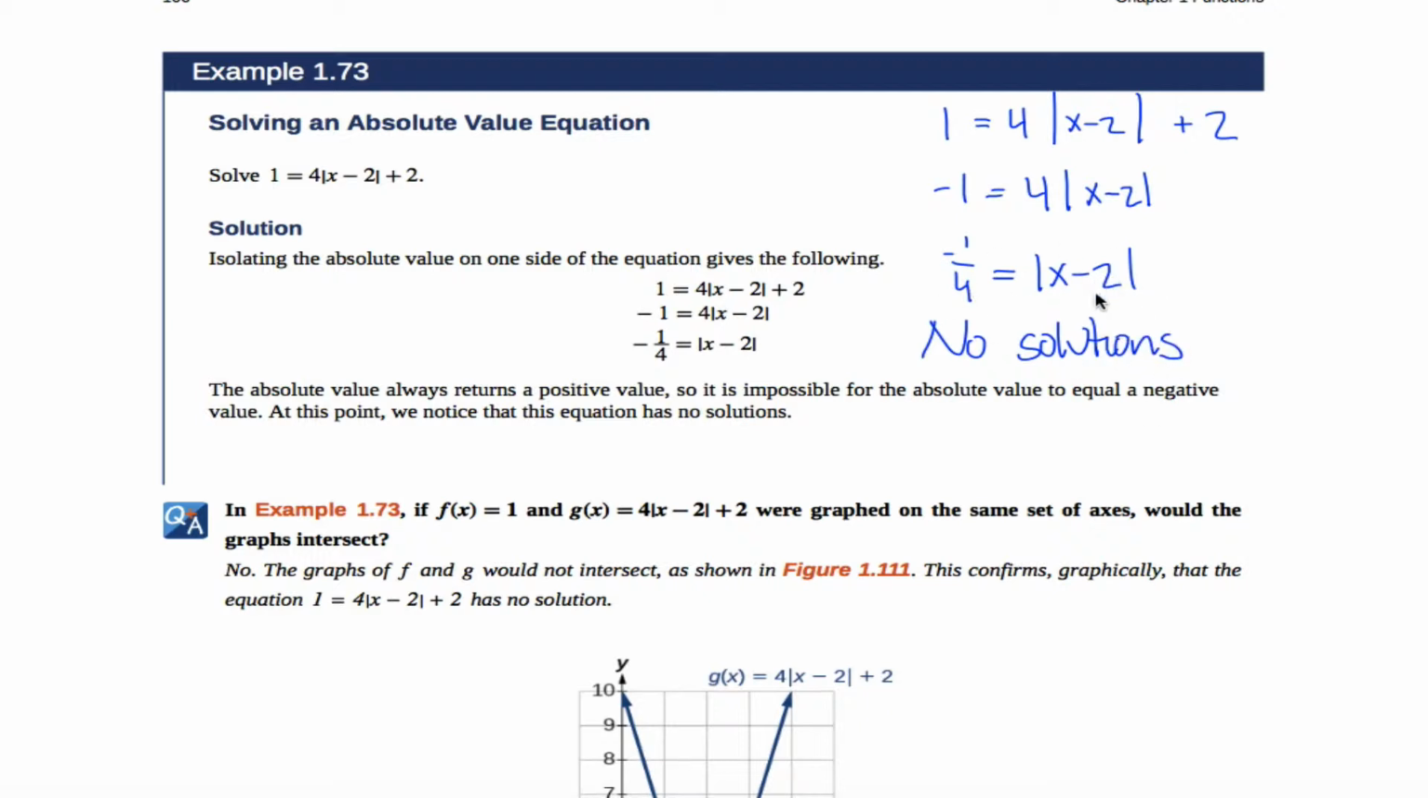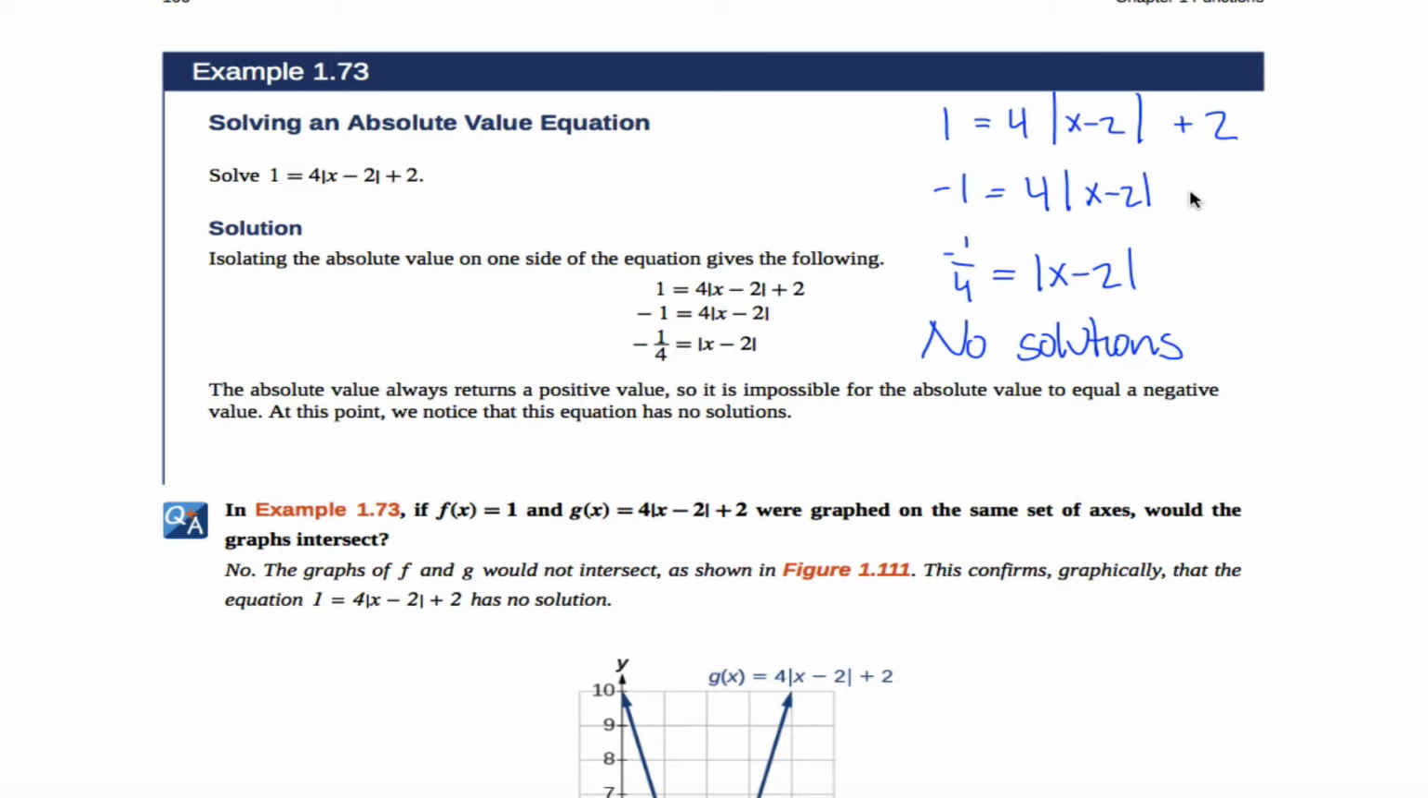If you go through and solve it kind of blindly, you drop the absolute value symbols and you say x minus 2 equals negative 1/4 and x minus 2 equals positive 1/4. You'll solve and you'll get these 2 different fractions. And you might think they're answers, but they're not. I can prove to you that they're not answers because you could try plugging them into the original equation and you'll get something that doesn't make sense.